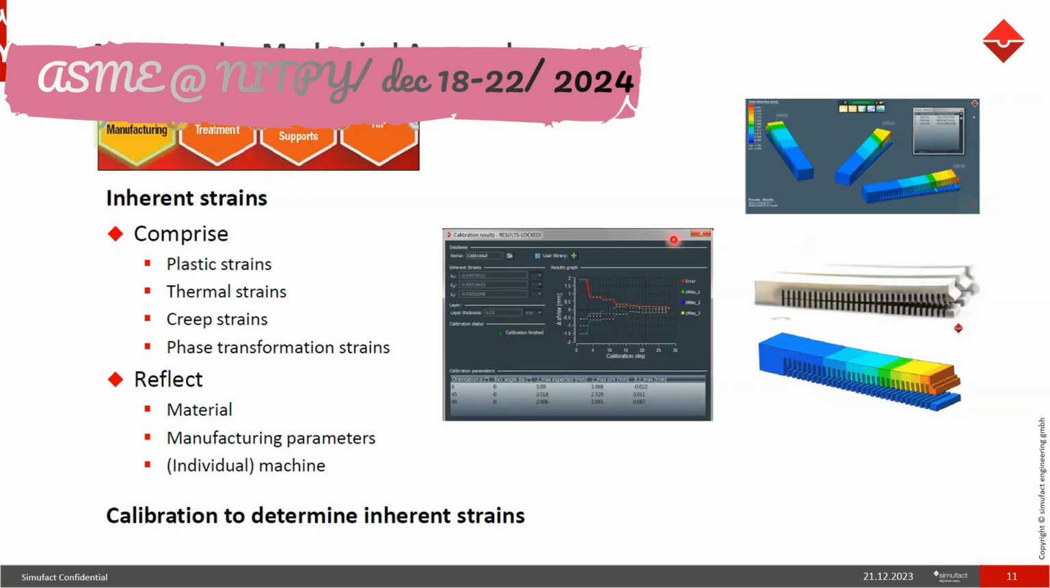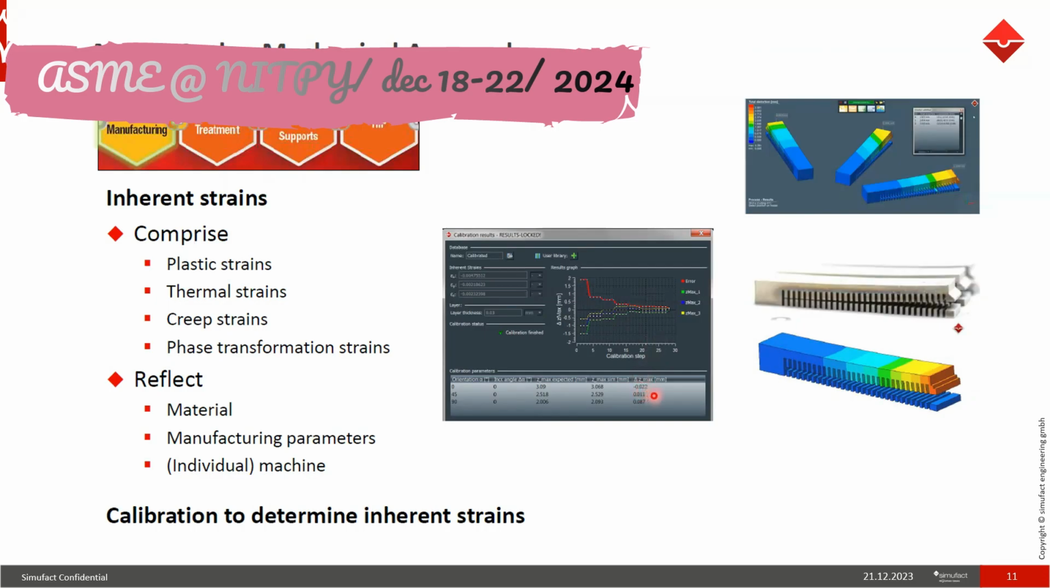Those strains are known as inherent strains. So what they do is measure the displacement at the tip of this cantilever. At the same time, they use the same parameters, same material, everything, in SIMUFACT Additive and simulate the same thing. Then they compare the distortion, the displacement, we get in SIMUFACT Additive and in the real part. Obviously, there will be some deviation, because we cannot capture all the machine parameters in the simulation.